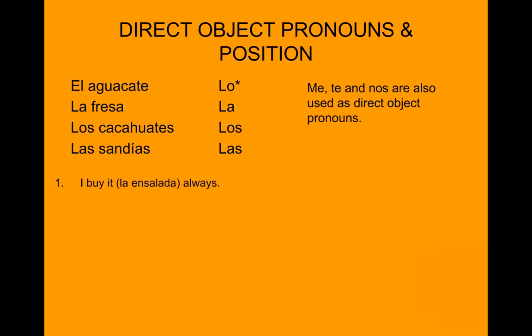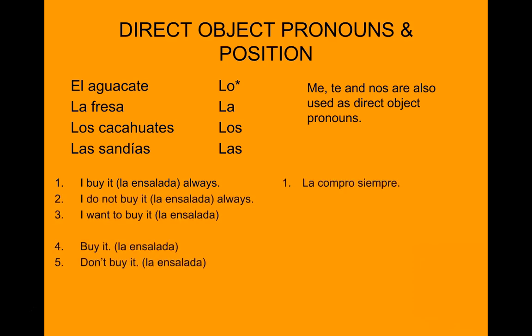So the way it works and the position of these is we want to say I buy it always. The it refers to la ensalada, a feminine singular noun. Since I buy it always, I'm going to replace it with la. And the position of it is la compro siempre. You put direct object pronouns before conjugated verbs. Again, that's really important. You put them before conjugated verbs.